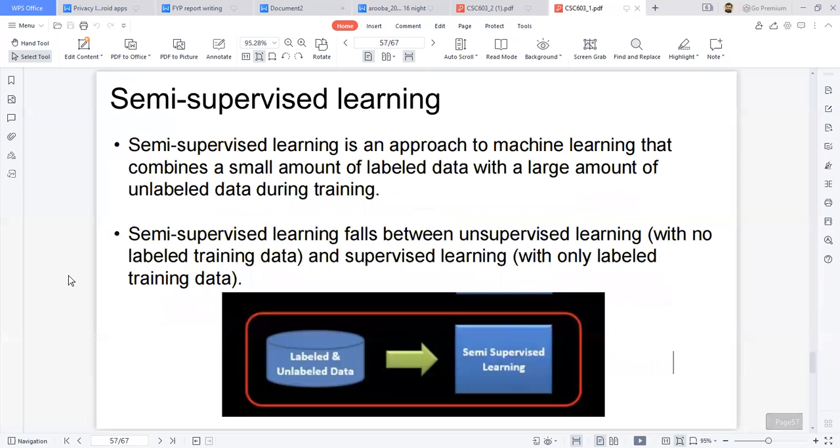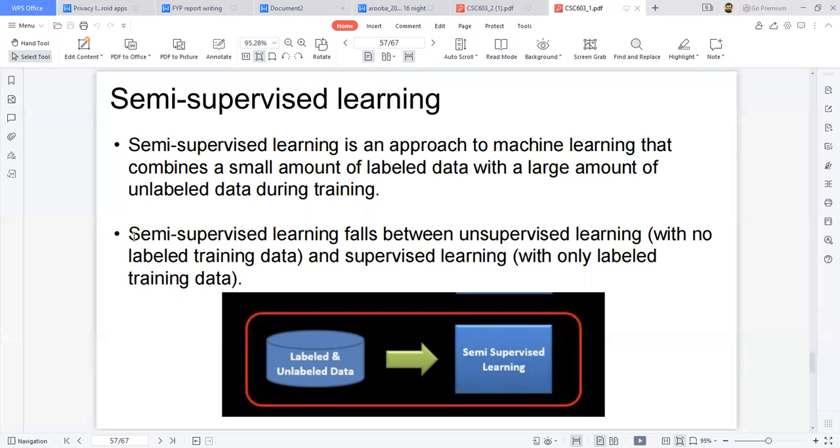Okay. Next is semi-supervised learning. Semi-supervised learning is an approach to machine learning that combines a small amount of labeled data with a large amount of unlabeled data. So we have some data that is labeled and most of the data is unlabeled. Some data is supervised learning, like labeled, some is unsupervised, like unlabeled. So we call it semi-supervised learning.